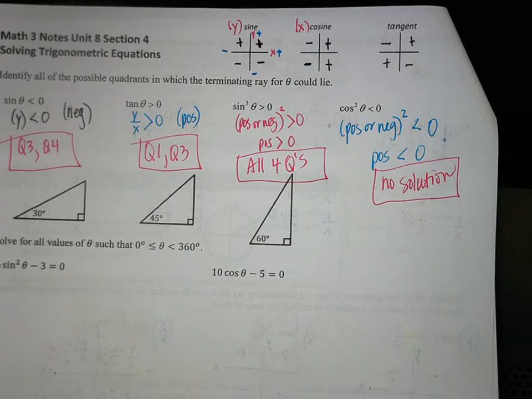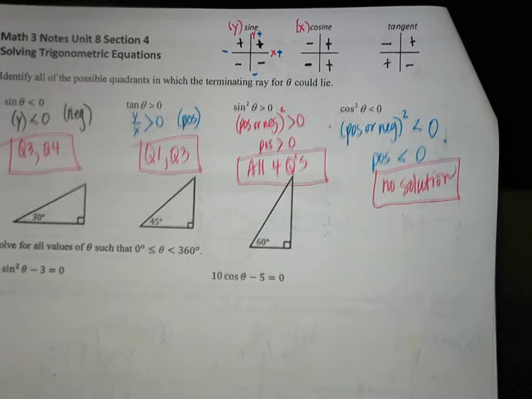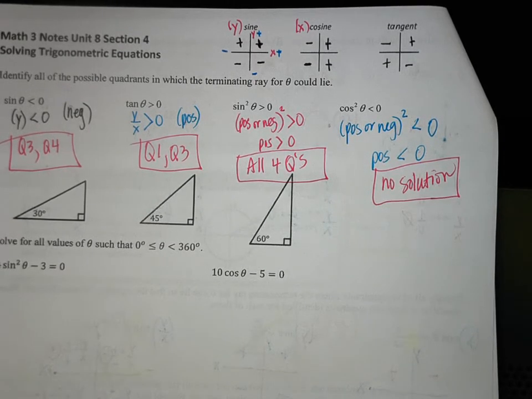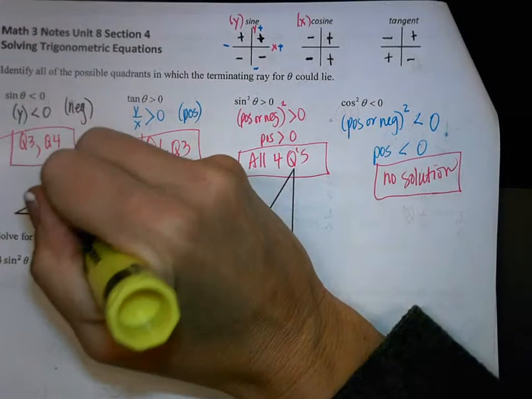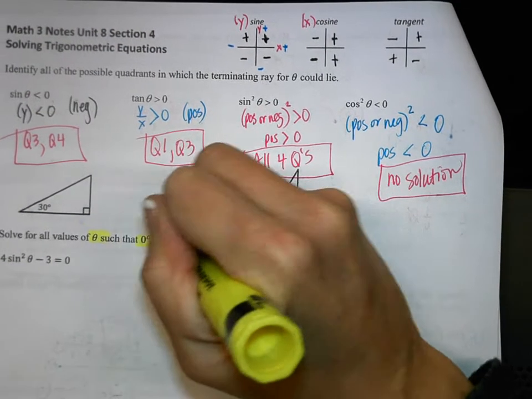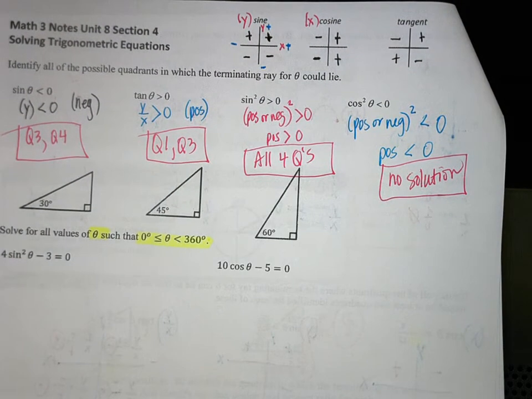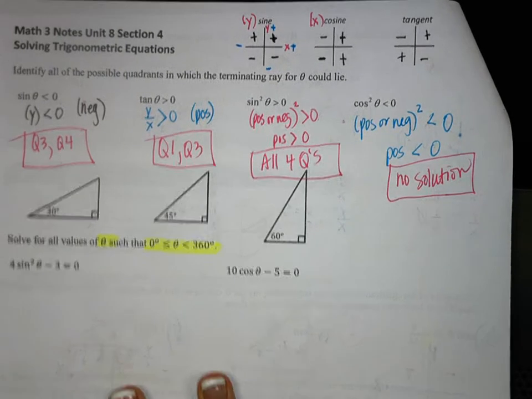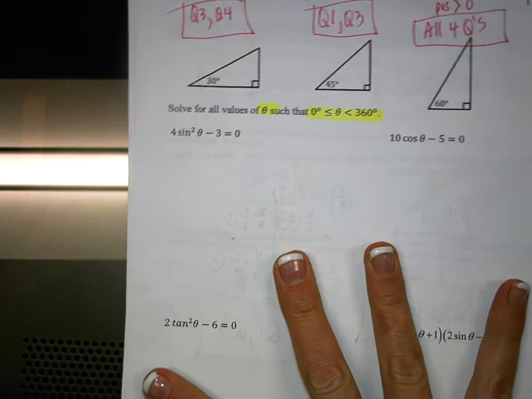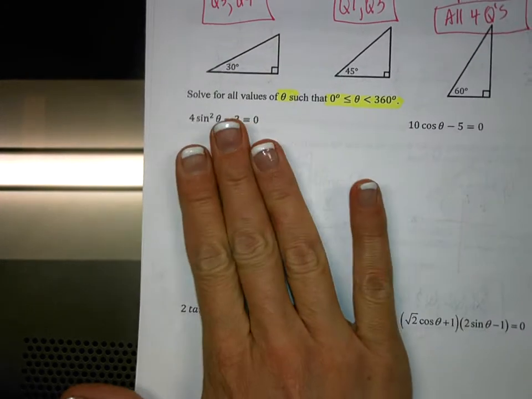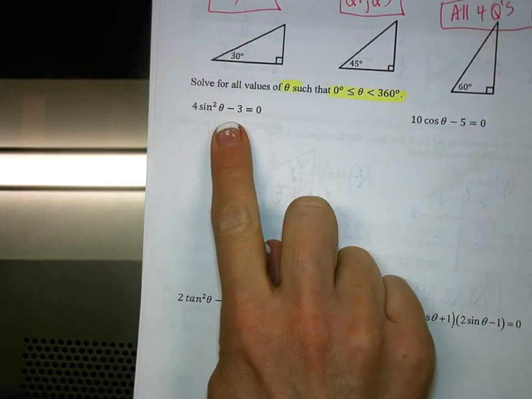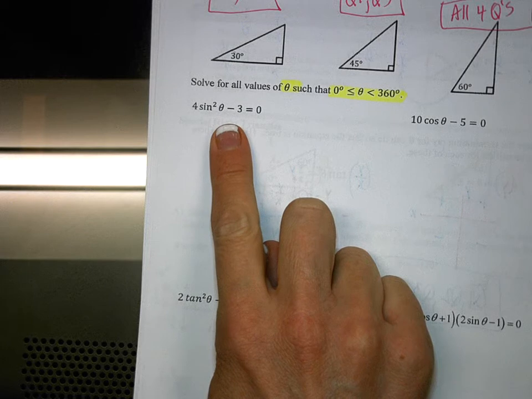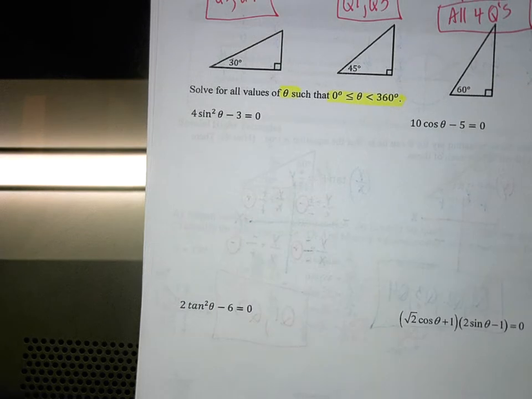No? Okay. So notice here now we're going to be solving for theta in terms of degrees. So we want to find what degrees will end up making true solutions. This is where our unit circle is going to come in. Okay. So we want to get sine of theta by itself. So what's the first thing I'm going to do?